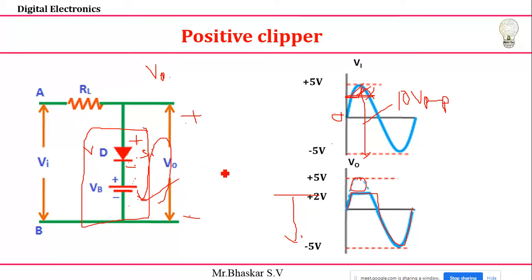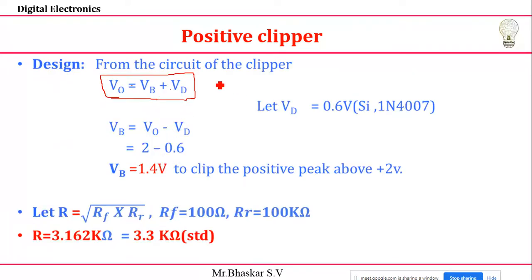So negative values will get added easily. Otherwise, directly you can write V naught is equal to diode voltage plus VB. That is the equation I've written here. Here, for implementation purposes, I'm going to assume my diode has a voltage of 0.6 volts, meaning a silicon diode. The silicon diode I'm going to take is the IN4007.